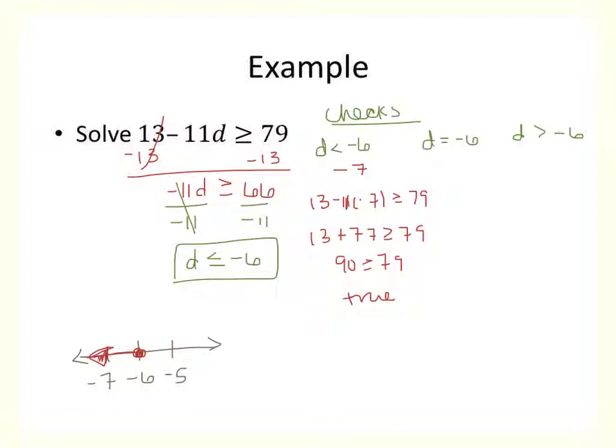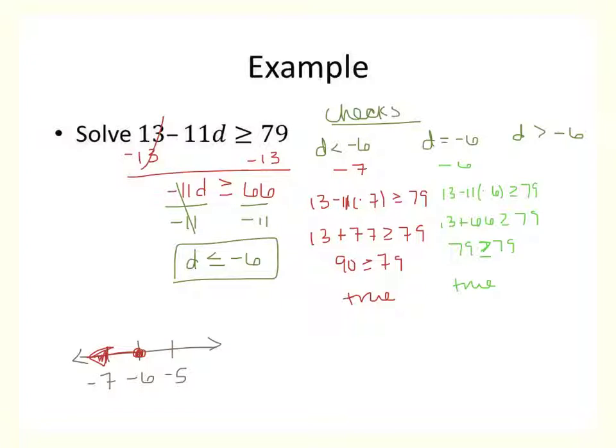And then if we check negative 6, we're going to have 13 plus 66. Really watch your signs. Is 79 greater than or equal to 79? That's true.